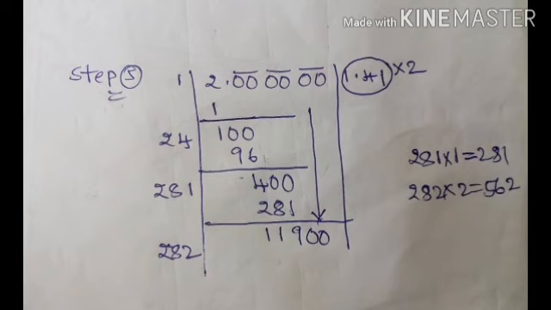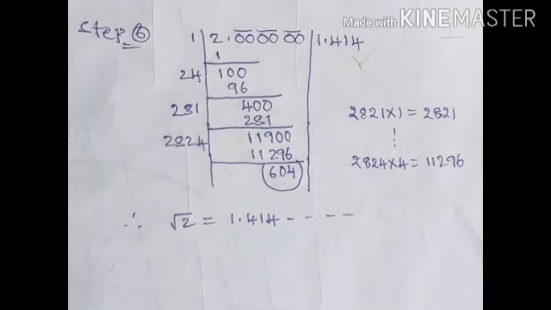Step 5. Check the table and select the nearest to 400. Then quotient is 1.41 and divisor is 281. The remainder is 119, and bring down zeros, then the new dividend is 11,900. Now 141 is multiplied by 2 to get divisor 282. Step 6. Check the table and select the nearest to 11,900. Then quotient is 1.414, divisor is 2,824 and remainder is 604. Therefore, √2 is equal to 1.414 and so on.